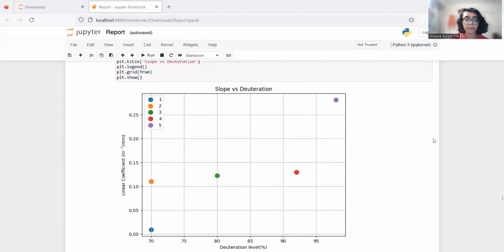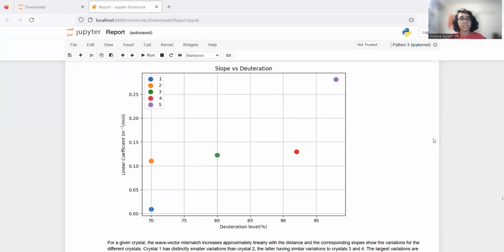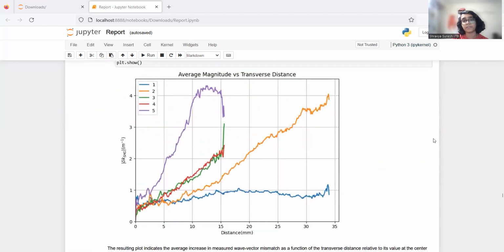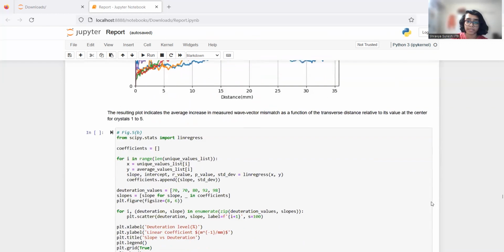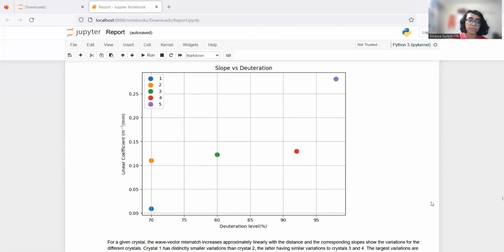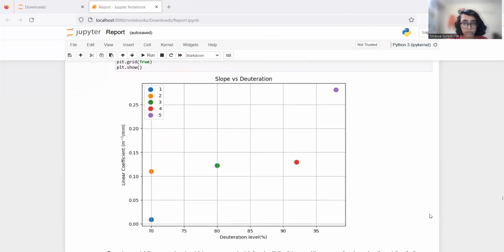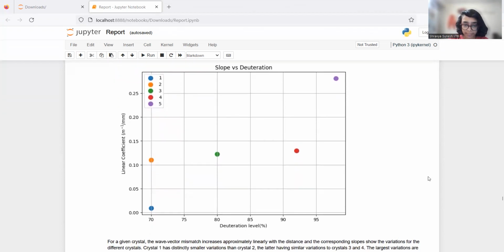After this, we plotted the linear coefficient versus the deuteration level of each crystal. The linear coefficient is essentially, on average, the slope of the previous graph that we obtained. Essentially, it's the value of delta K divided by the value of the distance, as we can even determine from the units of this linear coefficient. So upon plotting it as a scatter plot on average, these are the values that we obtain.